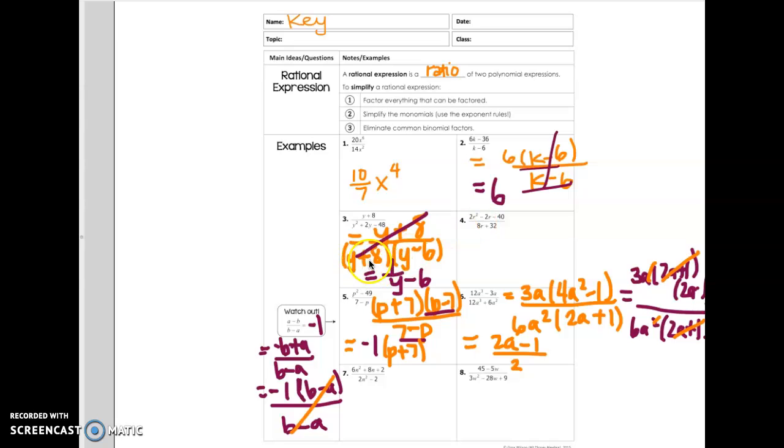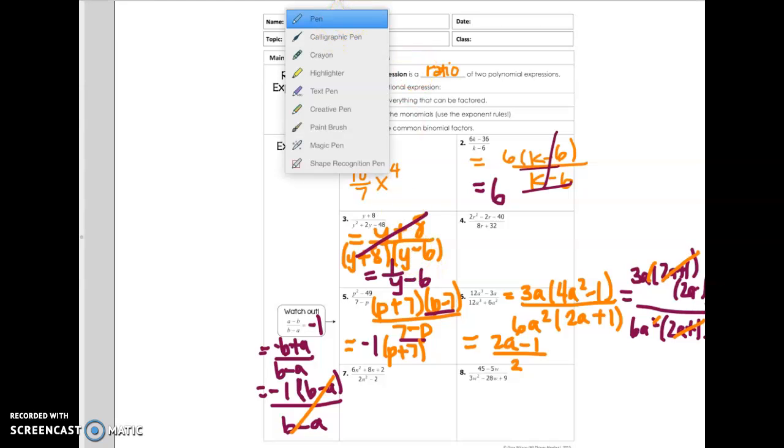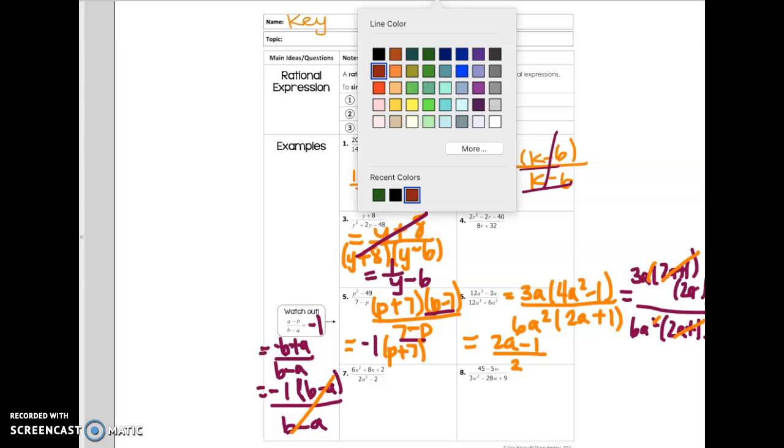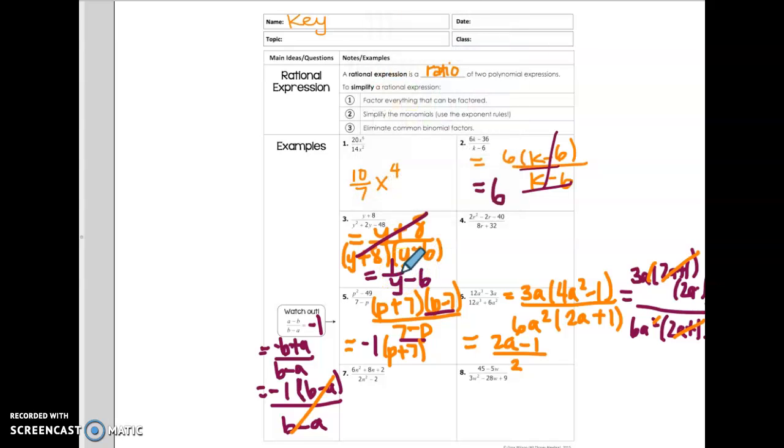Number three, if I factor in the denominator, I'm looking for factors of negative 48 that add to give me 2. So I found 8 and negative 6. Okay, and then y plus 8 and y plus 8 are in common on top and bottom. So that means that I should have just 1 over y minus 6. And so this line should be all the way extended. I don't know why it's not, but there we go. So 1 over y minus 6.